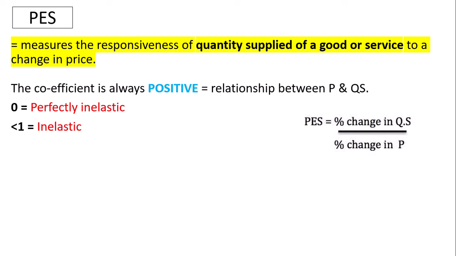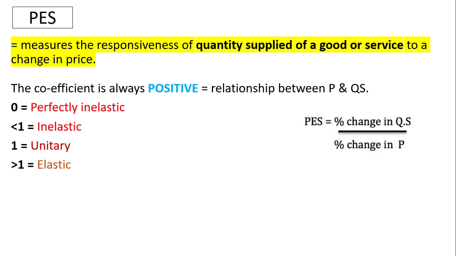If it's less than 1, it's inelastic. So you're talking about something like 0.1, 0.9, 0.6. That means that the PES is inelastic, so the price might have gone up by quite a lot, but the responsiveness of supply has been quite tame. It's increased by a less than proportionate percentage. If it was 1, it means that PES is unitary. That means that there was the exact same percentage change in supply as there was in price. So they both went up, say, by 10%, 3%, etc.